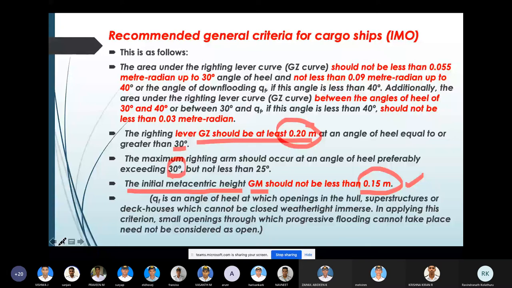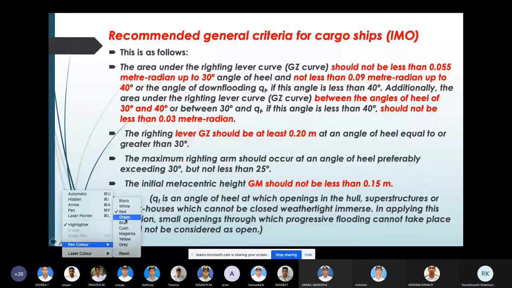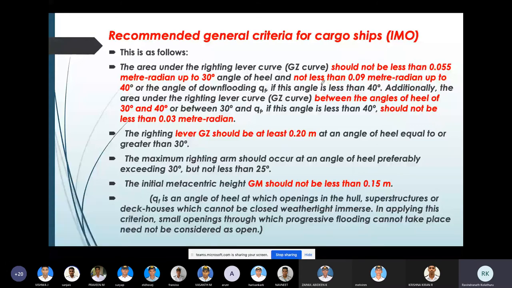Now here I have discussed, when we were discussing the second one, not less than 0.09 meter radians up to 40 degree or the angle of down flooding. I told you, I'll explain to you what is the angle of down flooding towards the end. Okay. Now, any thoughts on it? What do you understand by angle of down flooding?